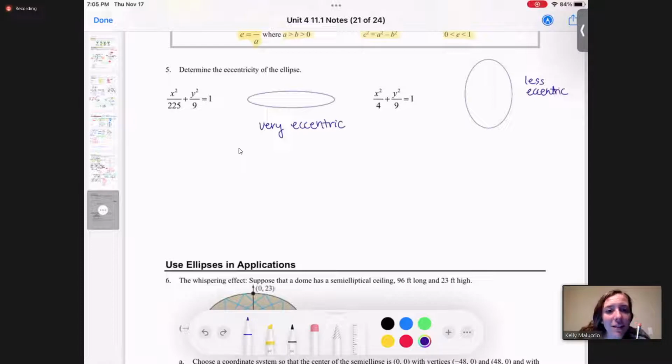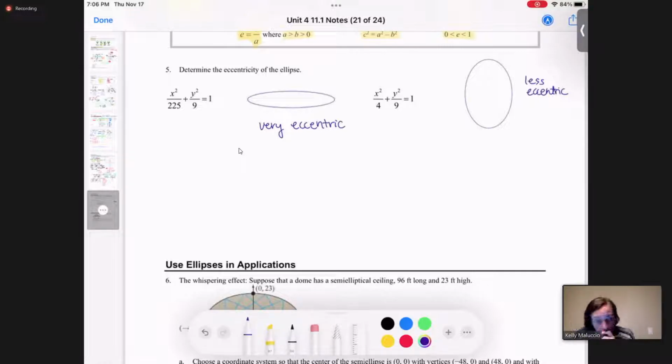Granted, this is not dependent on the major axis. I could have something very eccentric that looks like this, where the major axis is here, but I could also have something very eccentric where the major axis is vertical, not horizontal. So vertical and horizontal do not matter. They don't change how eccentric this is. Okay, so I'm going to erase that.